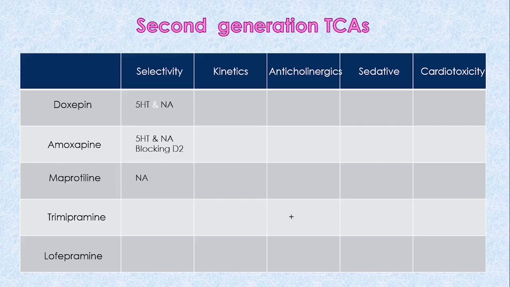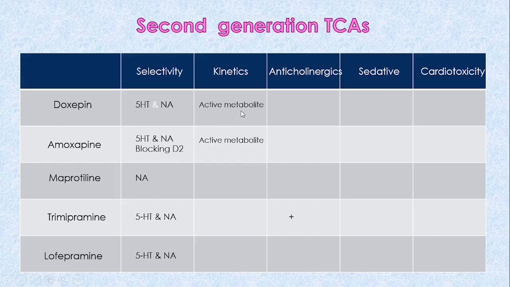Maprotiline is noradrenaline selective. Trimipramine is non-selective for both 5-HT and noradrenaline. Lofepramine is non-selective. Most of the second generation are non-selective. The thing that we should remember in amoxapine is that it can block D2 receptors as well, and it has a certain application in the treatment of psychosis mixed with depressive disorders.